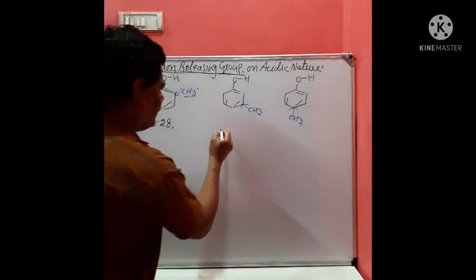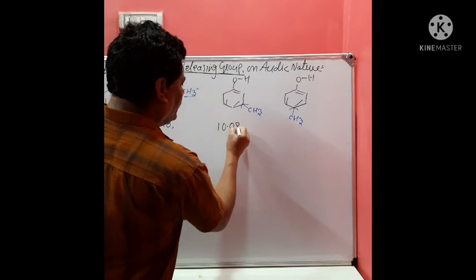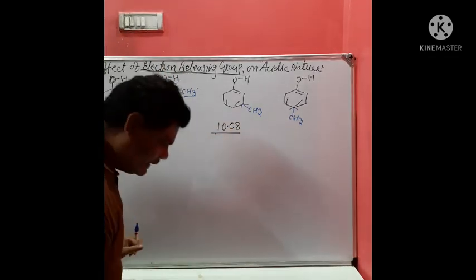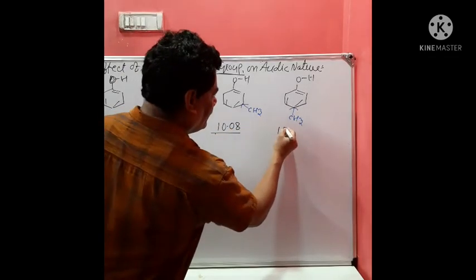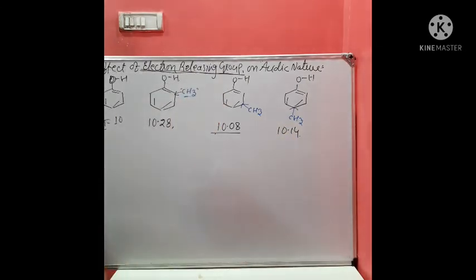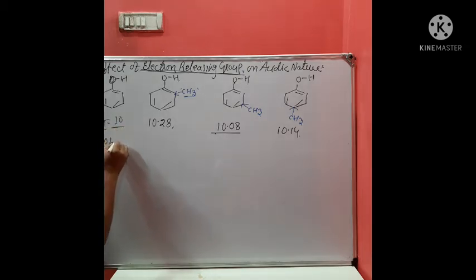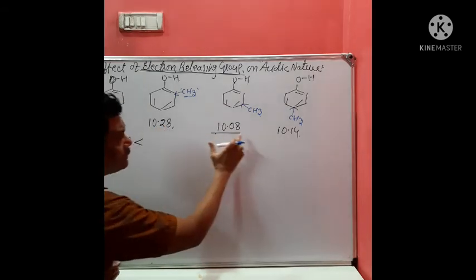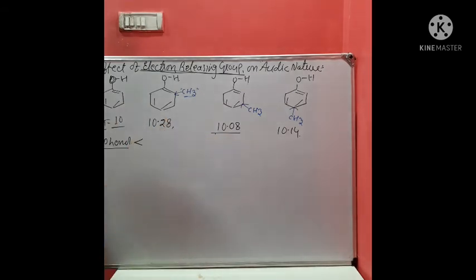In case of meta, this is 10.08. A difference, but very little difference, and this is 10.14. That means we can say the phenol has become least acidic. So here you can say phenol is least acidic. Then the more acidic will be out of 1, 2, 3. So which one has higher pKa value? That is more than phenol. Its value is lesser.